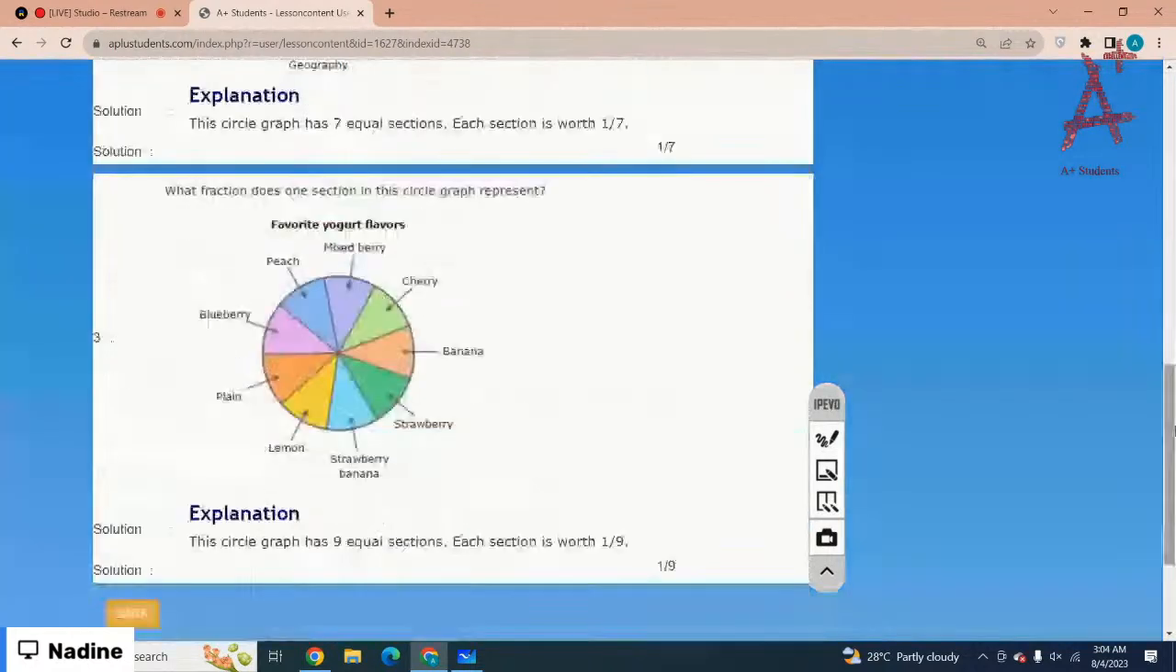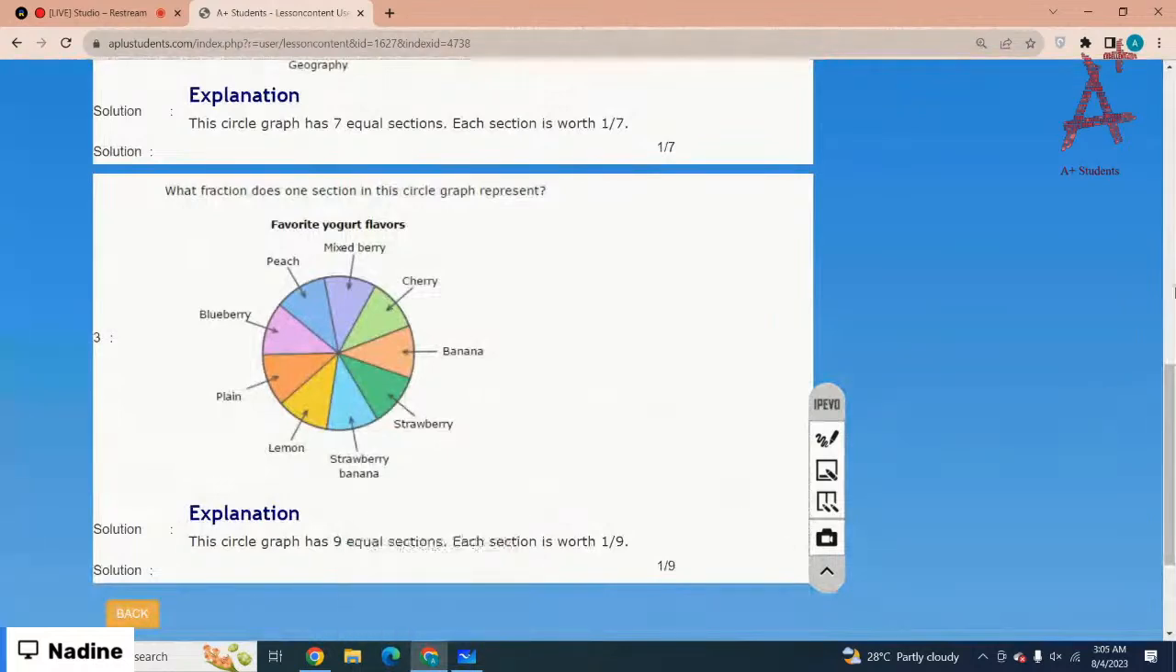Okay, the next one is what fraction does one section in the circle graph represent? So which is the correct option? Just count the sections on the graph. So the graph has 9 sections, right? So that means each section is worth 1 out of 9.